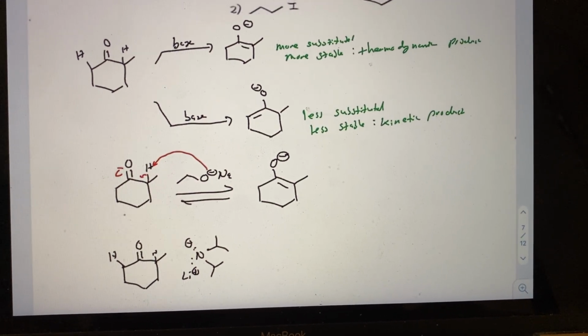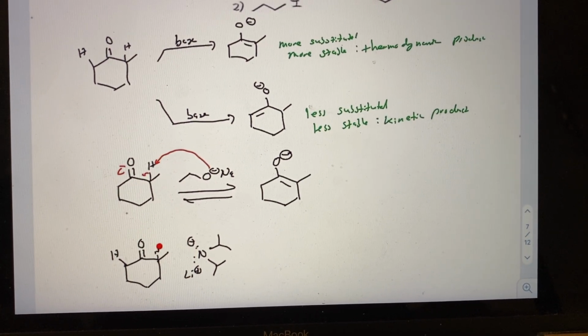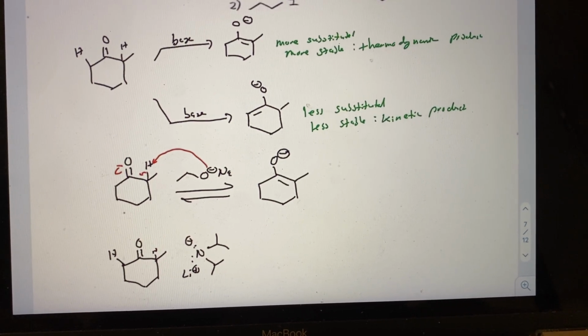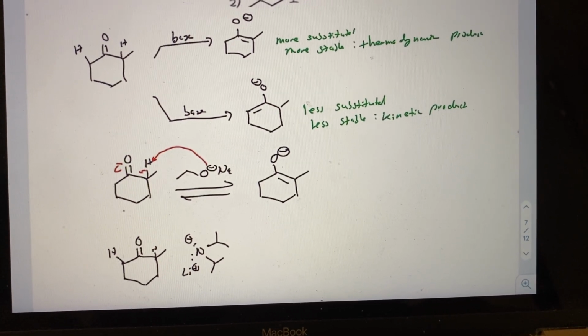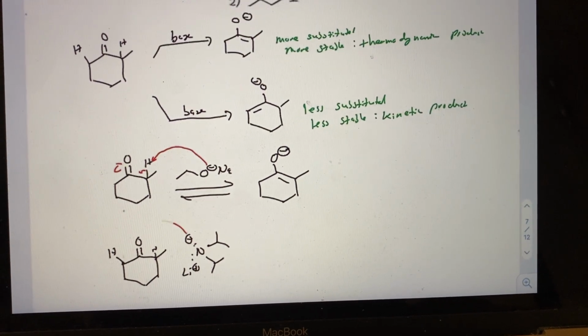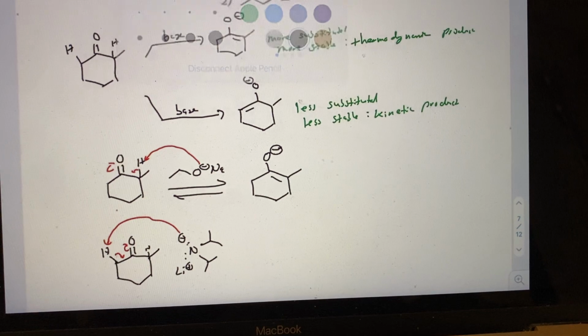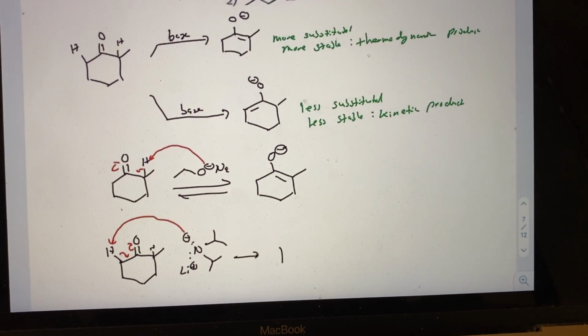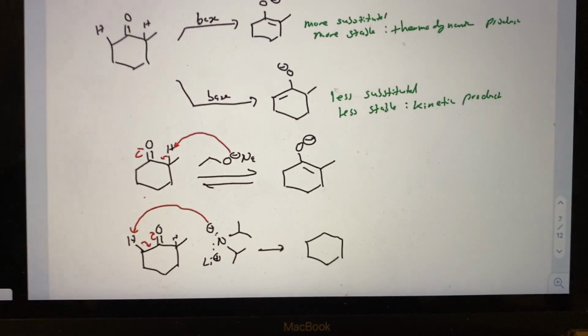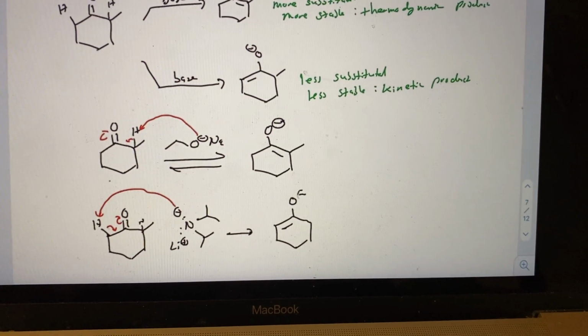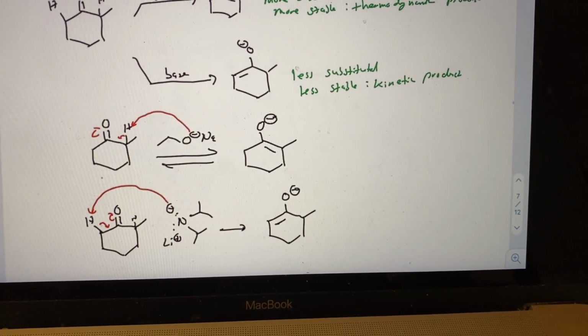So this big base is going to be energetically unfavorable for it to take this more sterically hindered proton off. So it's predominantly just going to go ahead and rip off this other proton over here that's more accessible, even though that forms the less stable alkene. And this is generally not reversible, so it's just going to end up forming this enolate.